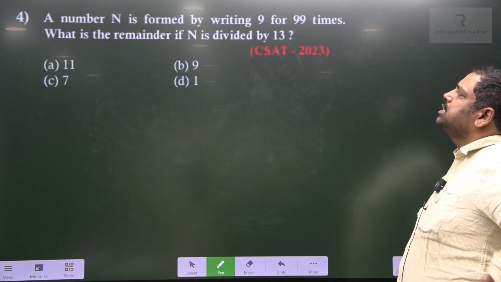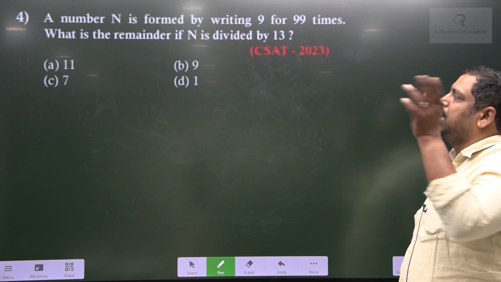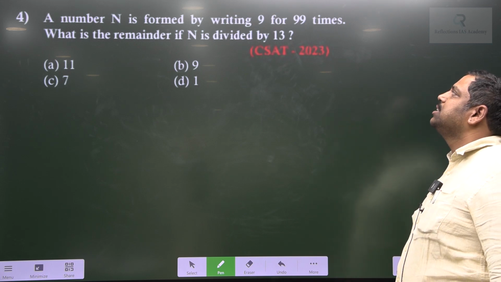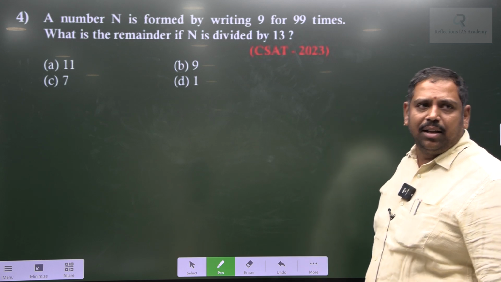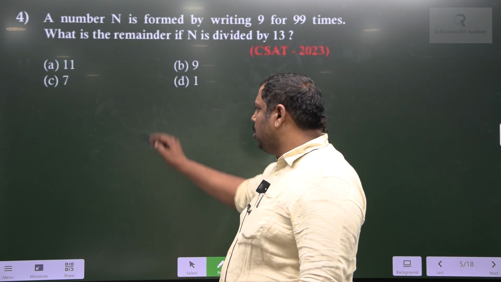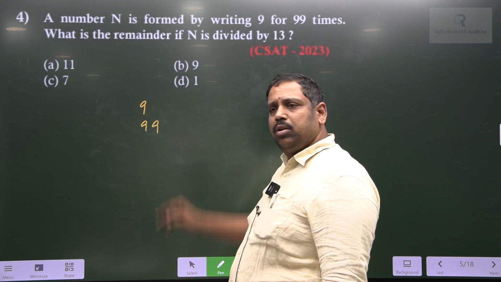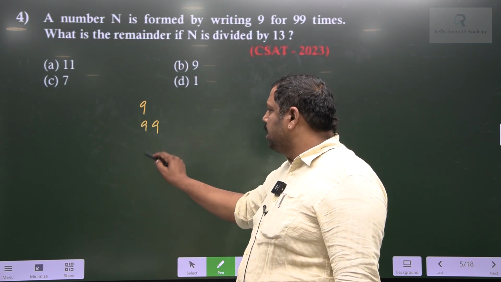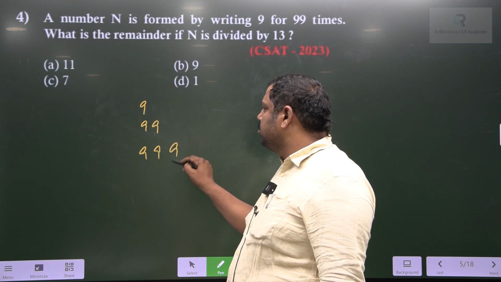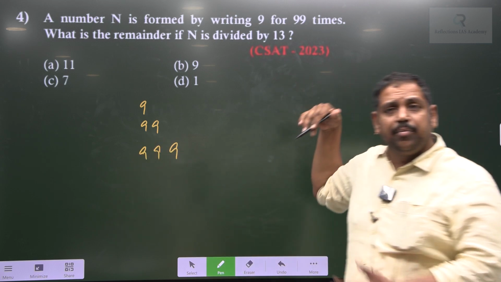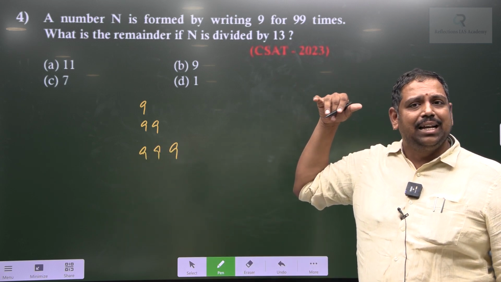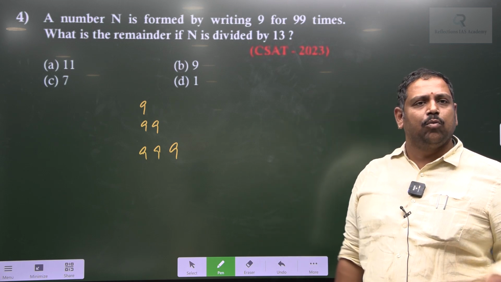A number n is formed by writing 9 for 99 times. What is the remainder if n is divided by 13? Here, observe, he is not writing 9 for one time. He is not writing 9 for 2 times. He is not writing 9 for 3 times. How many times he is writing here? 99 times. Say yes or no?